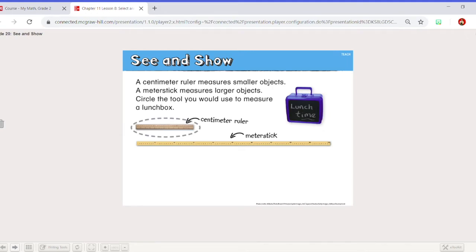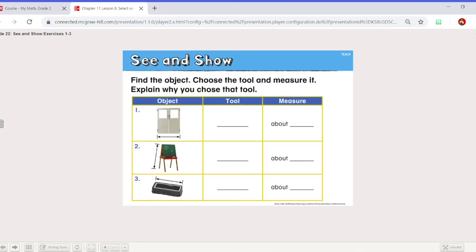Circle the tool that you would use to measure the lunchbox. Well, looking at that lunchbox, it looks like it could fit on one ruler alone. You wouldn't need a meter stick because there would be too many extra spaces on it and it would be harder to measure with. Use the centimeter ruler because you only need one of them. When you think about it, if you only need one centimeter ruler, then you're going to use the centimeter ruler. If you need more than one, that's when you need the meter stick.